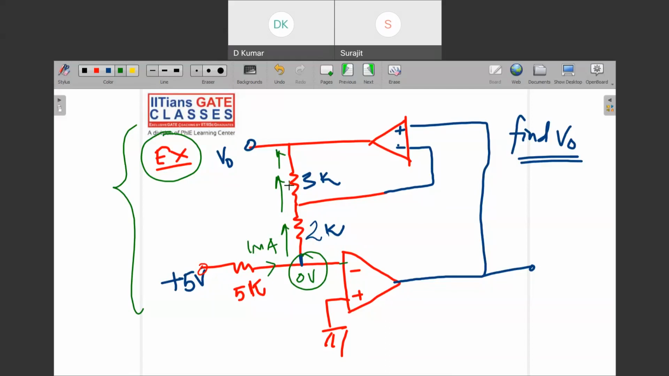Now you can directly see here, V naught is this, and you're going up, and there is a 5K resistance there, because the current taken here is zero, 0 ampere. So the answer directly is -5.